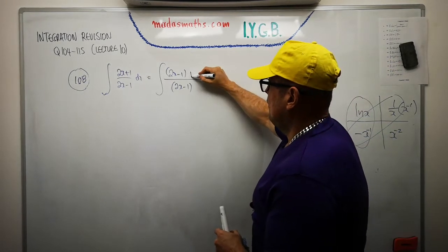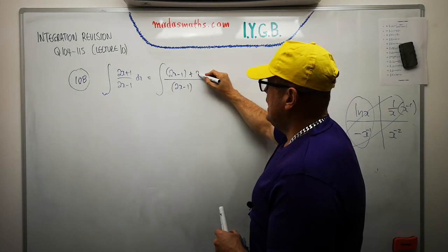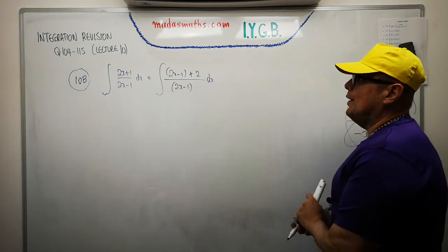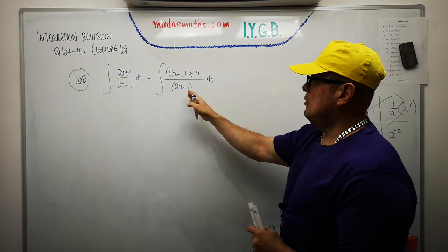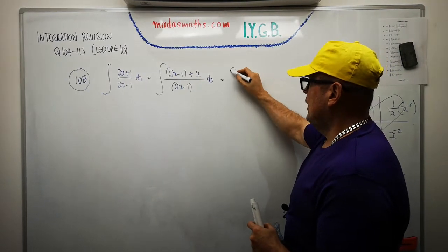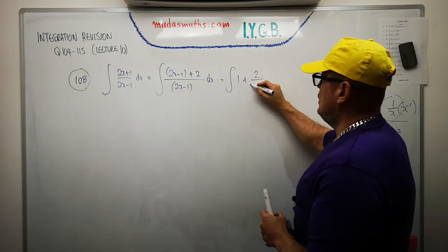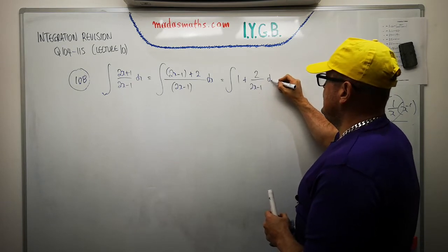I need to balance it. So in order to be worth the same, I need to add 2. And that's exactly the same. I'm not putting extra lines of work. 2x minus 1 divided by 2x minus 1 is 1, plus 2 over 2x minus 1 dx.